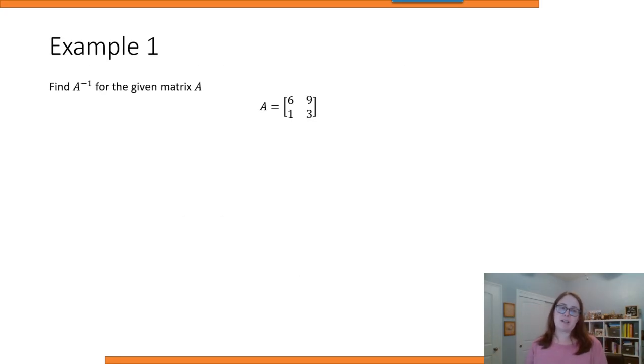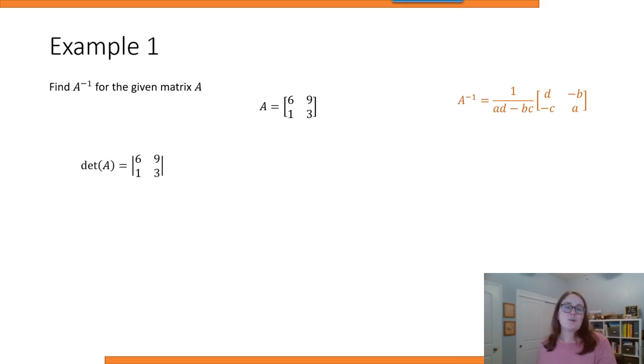So let's do an example where we find the inverse of a 2 by 2 matrix using this formula. So I've got my formula here. I have a matrix A, which has rows 6, 9, and 1, 3. So first thing I'm going to do is find the determinant of the matrix. So I'm going to rewrite my matrix using the bars instead of the brackets. And then I'm going to multiply the main diagonal, so 6 times 3, minus the product of the other two values, so minus 9 times 1. And so that's going to give me 18 minus 9. I get a determinant of 9.